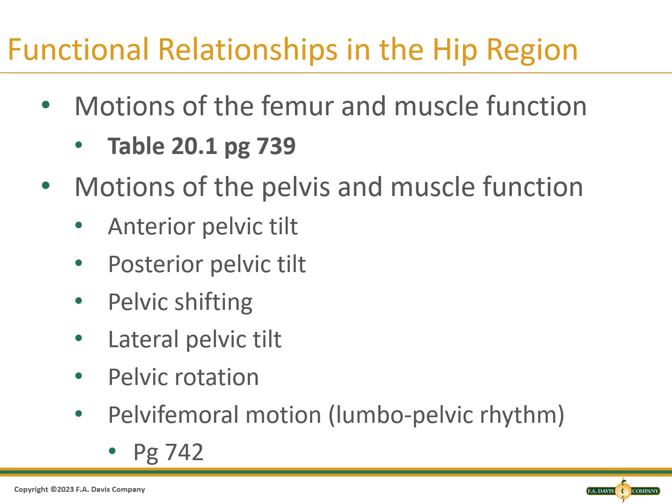Motions of the femur and muscle function. So we know that our hip is a triaxial joint, so it's going to have flexion, extension, abduction and adduction, internal and external rotation. So if you look at page 739, table 20.1 breaks it down by the motion and the muscles that are involved. So if we look at hip flexion, we know that iliopsoas and rectus femoris are going to be our prime hip flexors, but we also get contributions from our TFL and our sartorius.